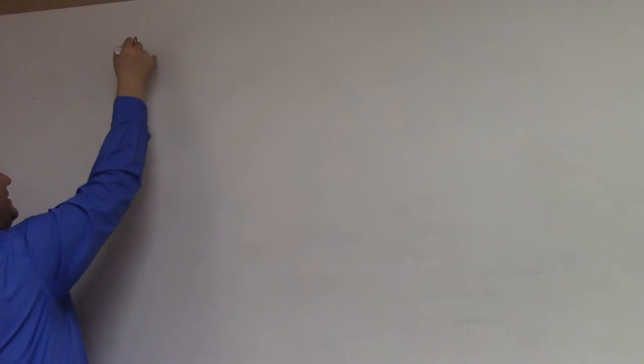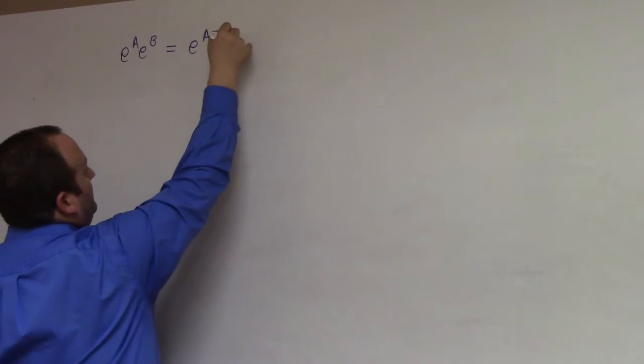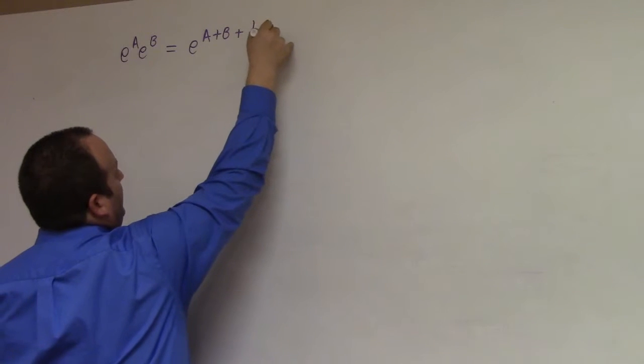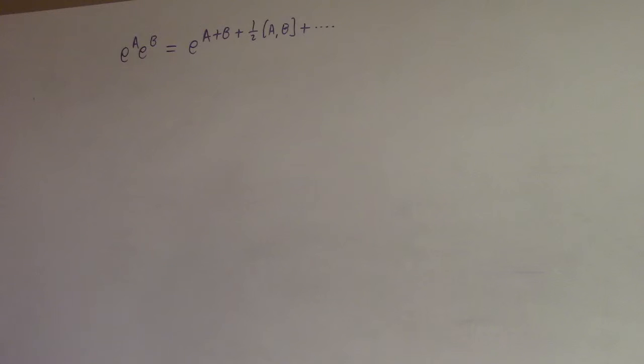Where was I? So what I want to show is that e to the A, e to the B is equal to e to the A plus B plus 1/2 the commutator of A and B plus dot dot dot. Now the dot dot dot stuff, think about it. It's like third order, or fourth order, or fifth order, or sixth order in A and B, if you think about the collective order. So all I have to do is show that these two expressions are equal up to second order in A and B.